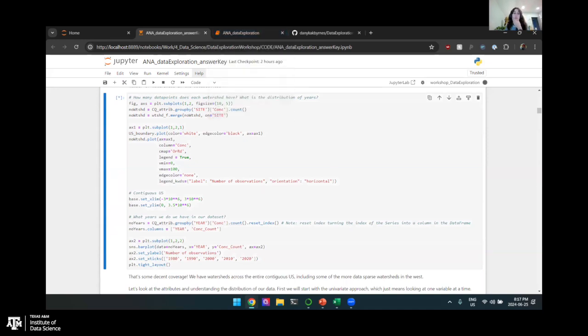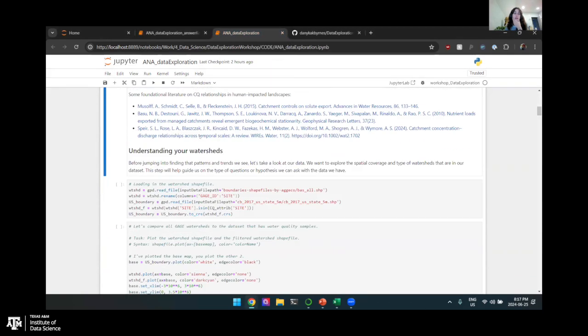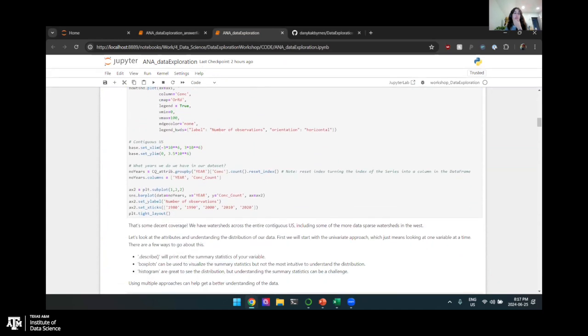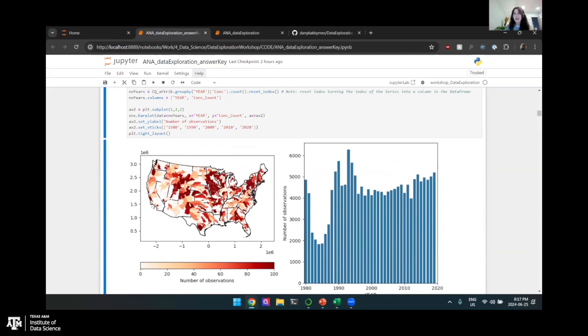Let me just flip back and make sure that I'm giving this to y'all. Yeah, for these starting points, because they're onerous plotting exercises, I just gave you the code. What we want to see is how much data we have across space and time. If we're looking at how C and Q relate to one another, we want to make sure we're not putting a bunch of emphasis on one watershed that has one data point.